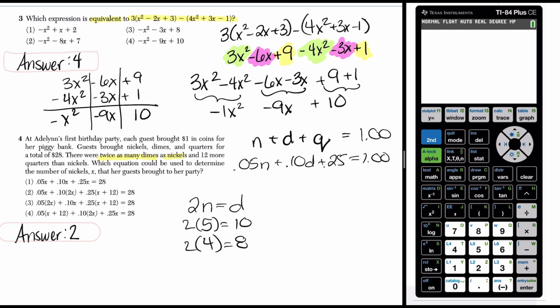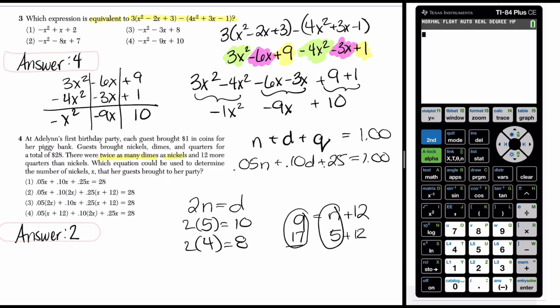Okay? All right, and then I have 12 more quarters than nickels. So whatever my quarters are, I'm going to have 12 more quarters than nickels. So whatever my nickels are, I'm going to just add 12 to them. So if I have, let's say, 5 nickels, and I add 12, that's telling me I'm going to have 17 quarters. So that's what's helping me visualize this all together. All right, so that's what I'm looking for in the problem. And when I look at my choices, I need to just eliminate the ones that don't make any sense.